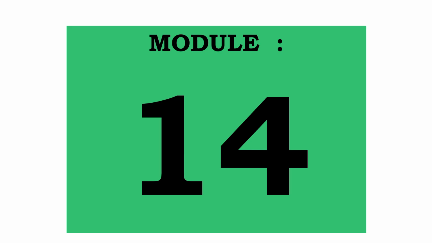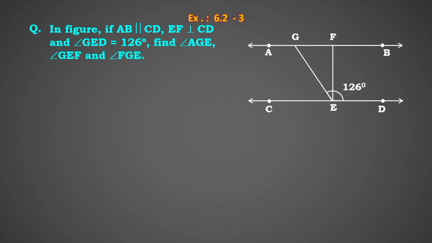Module 14. Exercise 6.23. In the figure, if AB is parallel to CD, EF is perpendicular to CD, and angle GED equal to 126 degrees, find angle AGE, angle GEF, and angle FGE.